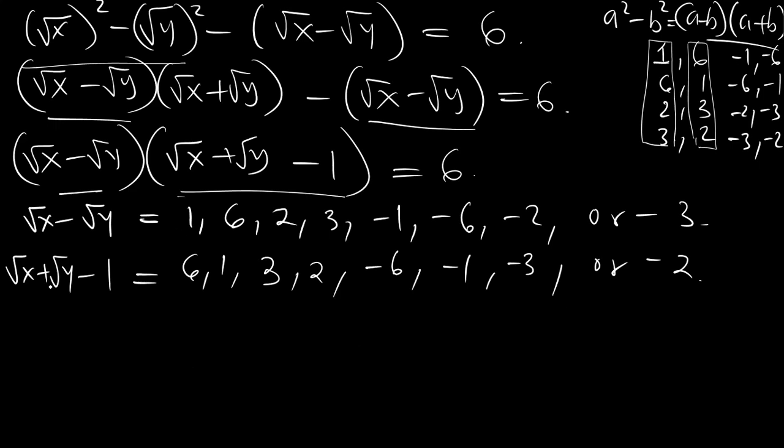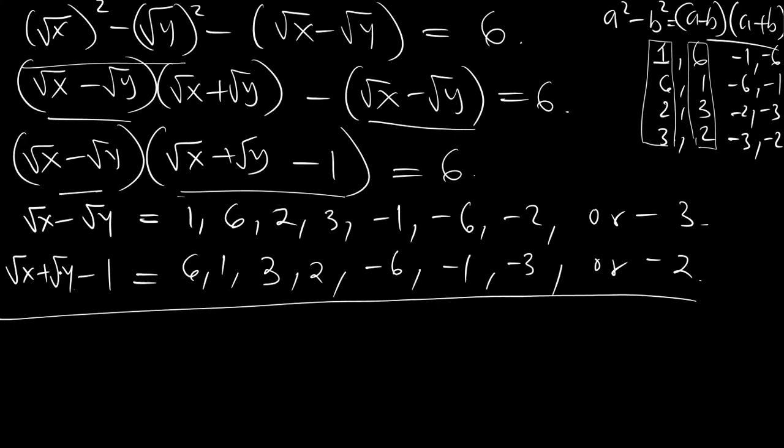see, this times this will give you 6. This times this is supposed to give you 6, and so on for each pair. So now let's add the two equations together.